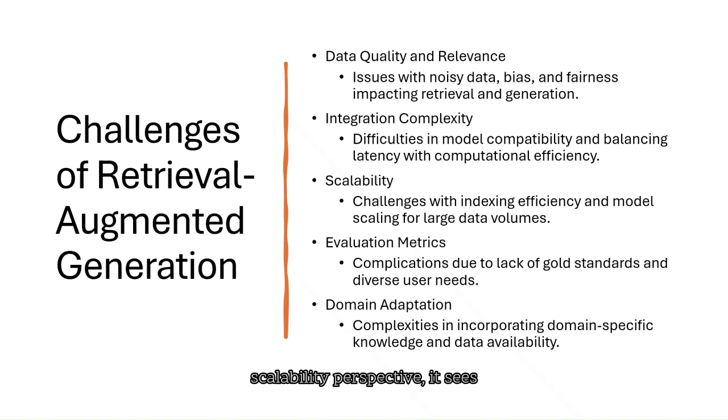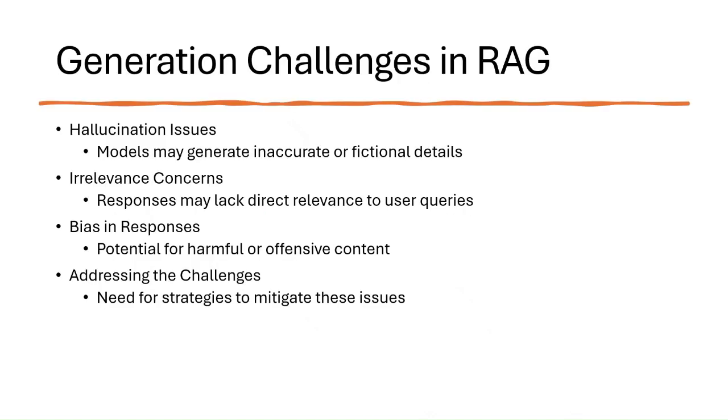From a scalability perspective, it sees challenges with indexing efficiency and model scaling to large data volumes, and it also has evaluation metrics challenges, where complications arise due to the lack of gold standards and diverse user needs. From a domain adaptation perspective as well, complexities are required to incorporate domain-specific knowledge and data availability. So how are the generation challenges in RAG addressed?